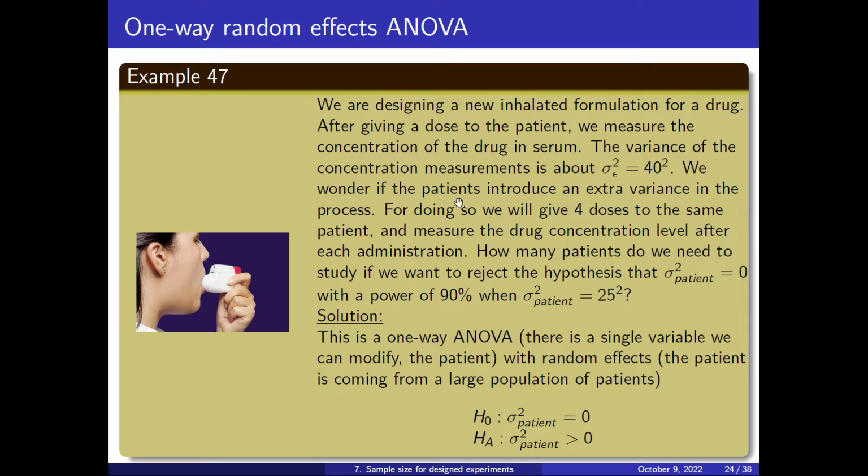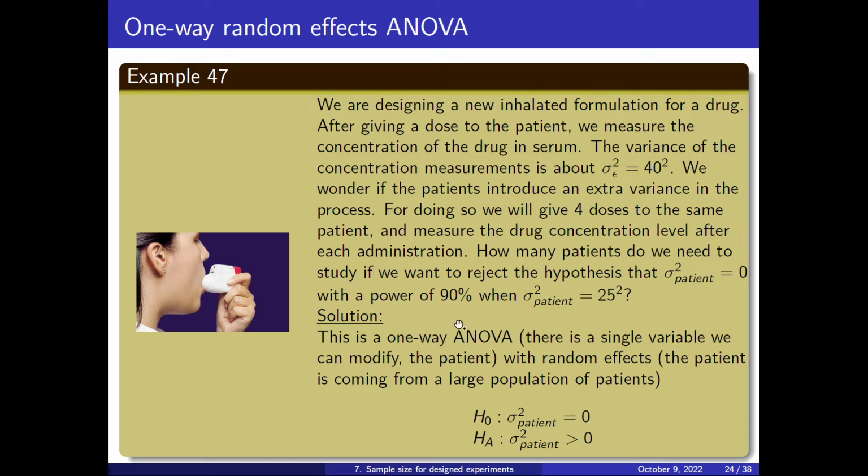How many patients do we need to study if we want to reject the hypothesis that the patient is not introducing any variability? So the null hypothesis is that the patient doesn't affect the variability of the observations, and the alternative is that it does. And we want to have 90% statistical power if it goes as high as 25 squared. Note that this one is a bit smaller than this one.